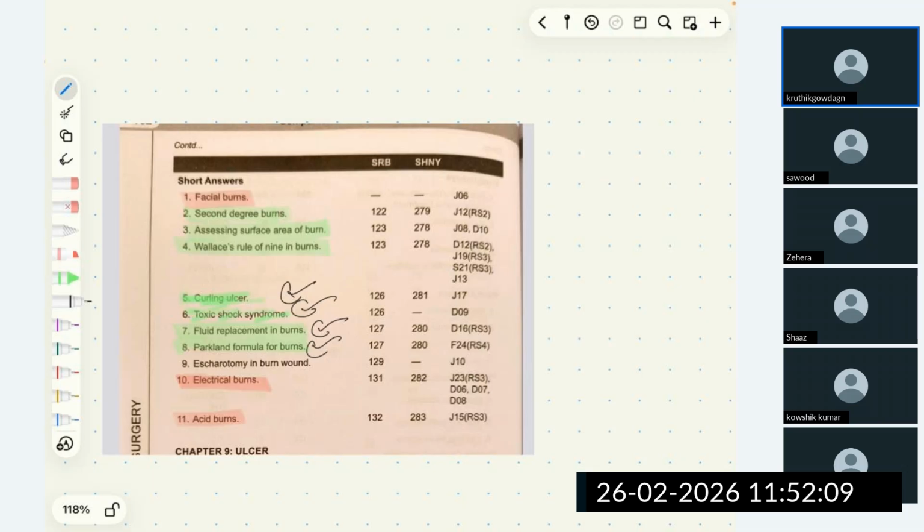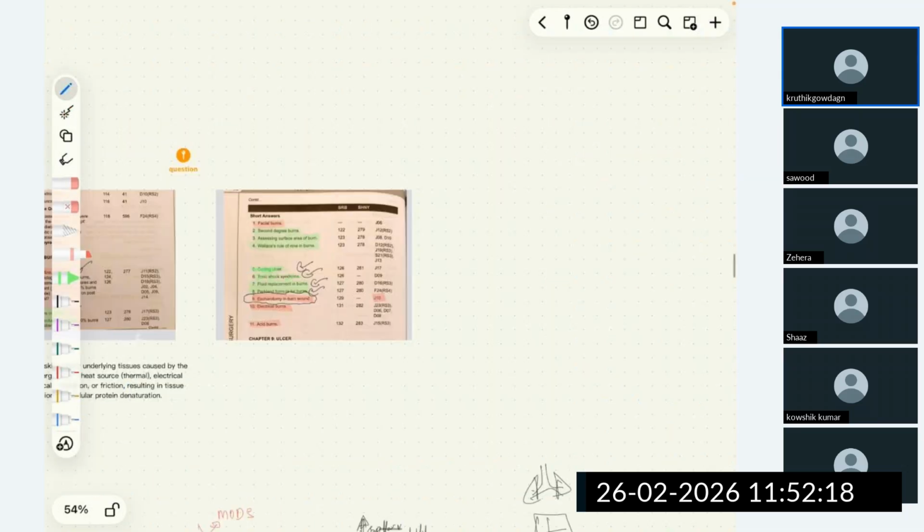The hysterotomy in burn wound is remaining. I will mark it red. It's asked only once, so I am skipping it. Can you read it for yourself?